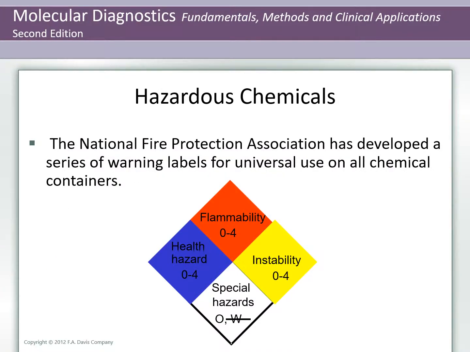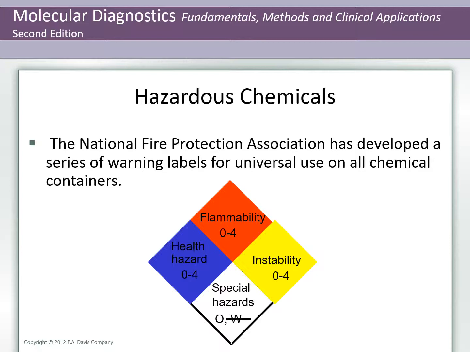Chemical safety is also important in molecular diagnostics. The National Fire Protection Association has developed a series of warning labels for universal use on all chemical containers. The hazard labels have 3 parts, labeled with a number from 0 to 4, depending on the hazard level, in regards to flammability, health hazard, and instability of the chemical, with 0 being no hazard to 4 being severe hazard.